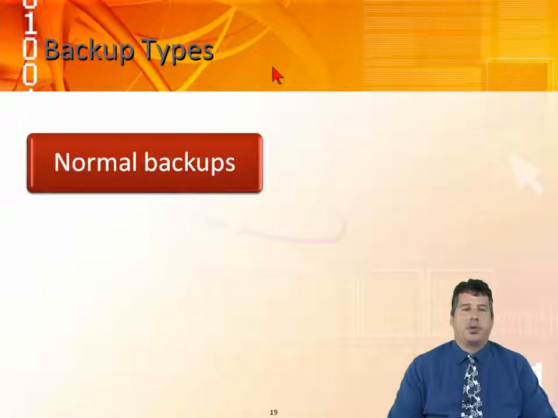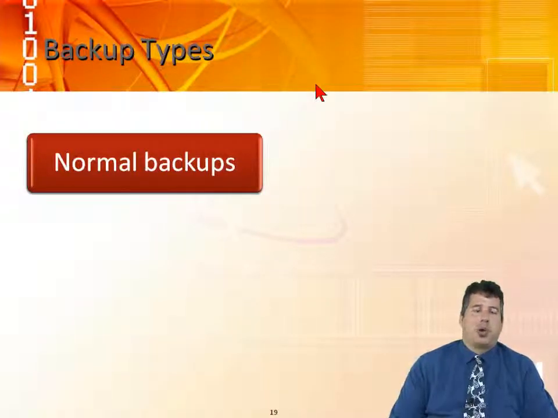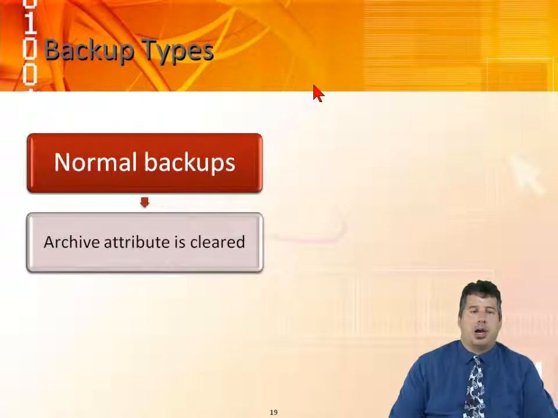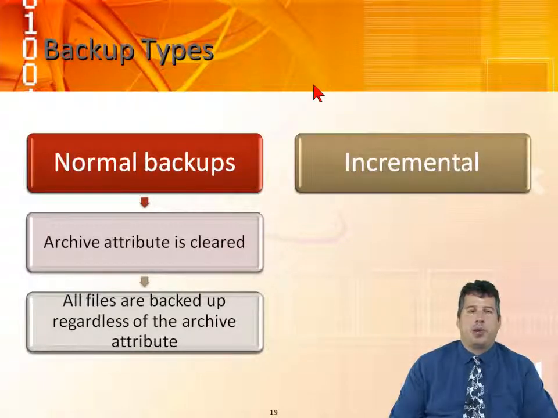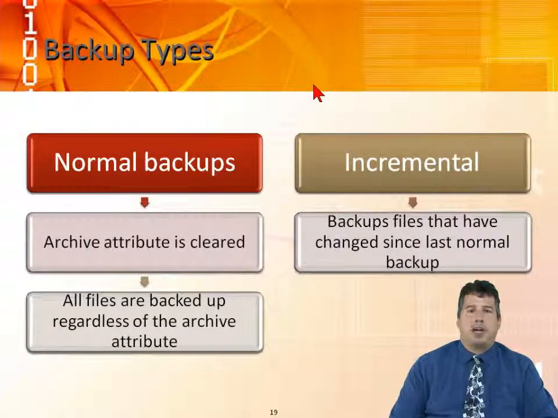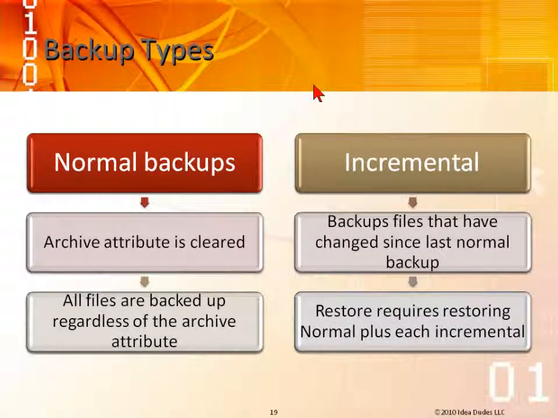So looking at the different types of backups, remember we're on a tab and it had the different types of backups. We have normal backup, archive attribute is cleared. All files are backed up regardless of the archive attribute. You have to have a normal backup before you can do an incremental. An incremental backup backs up files that have changed since the last normal backup. And restore requires restoring of normal plus each incremental.